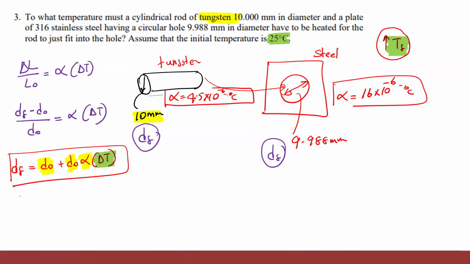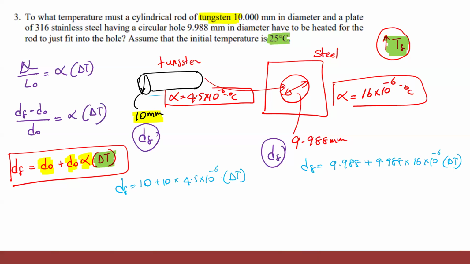Okay, so if I write the equation for dF here, dF is equal to 10 plus 10 times alpha. So you can keep it in millimeters. Our answer also will be in millimeters. It's okay to keep millimeters. Okay, so alpha is 4.5 times 10 to the negative 6 times delta T here. And for the other one, if you write it, it will be 9.988 plus 9.988 times 16 times 10 to the negative 6 times delta T. Am I right? Is this what you wrote?